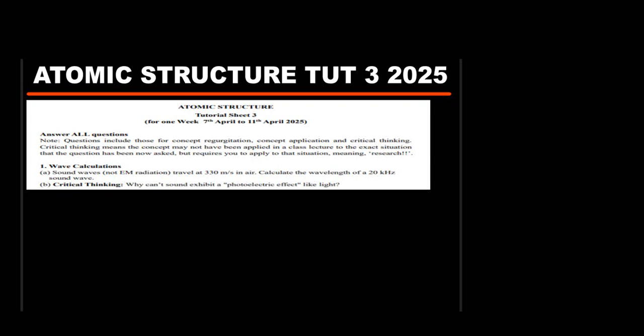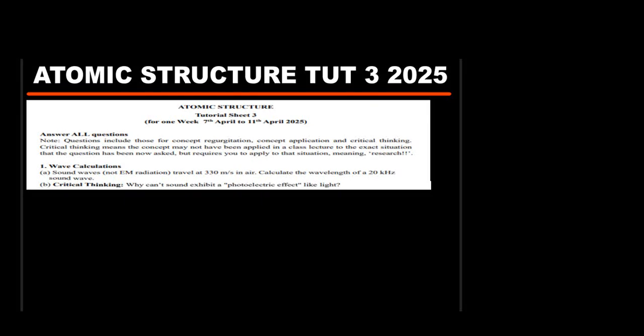Let's solve the tutorial sheet on atomic structure 2025. The first question is wave calculations, and part A is sound waves, not EM radiation, travel at 330 meters per second in air. Calculate the wavelength of a 20 kilohertz sound wave. Then part B is critical thinking: why can sound exhibit a photoelectric effect like light?